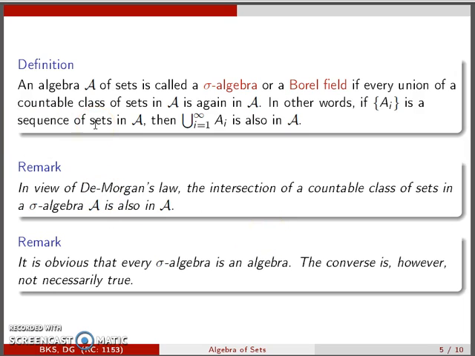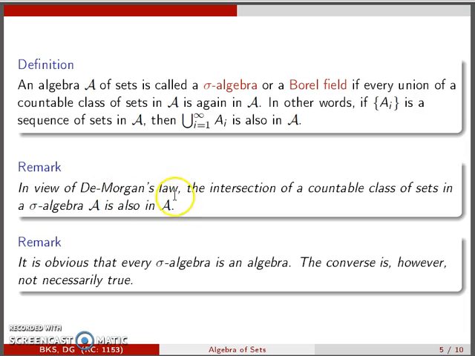Well, now we come to the definition of sigma algebra, which we need, in fact. An algebra script A of sets is called the sigma algebra or Borel field if every union of a countable class of sets in script A is again in script A. In other words, if Ai is a sequence of sets, then their union is also in script A. Algebra, we have finite union. Sigma algebra, we have countable union.